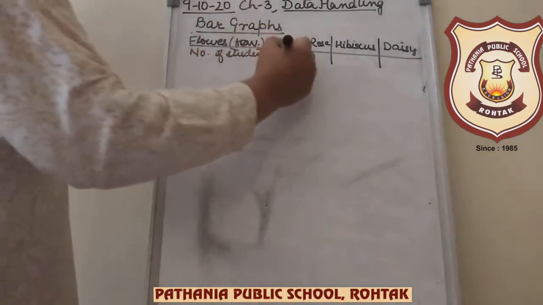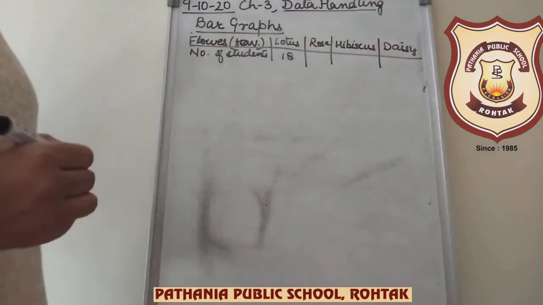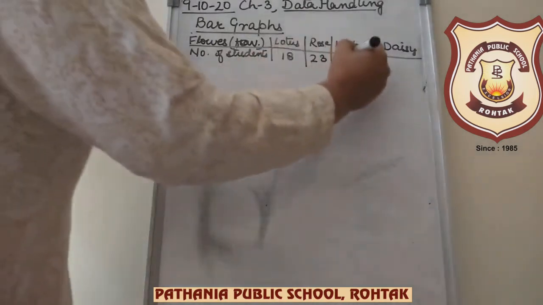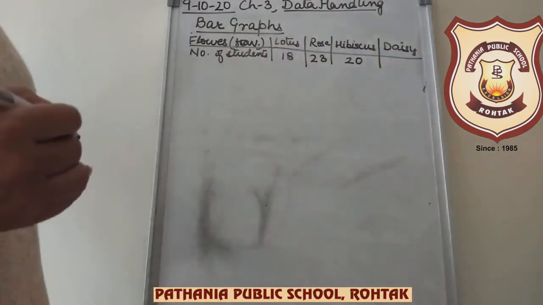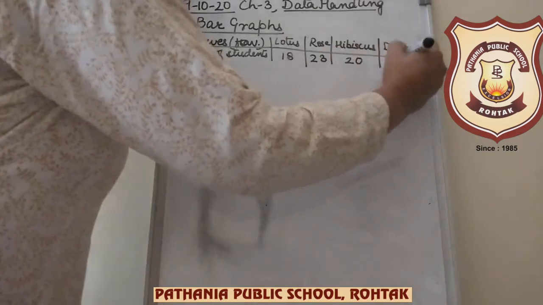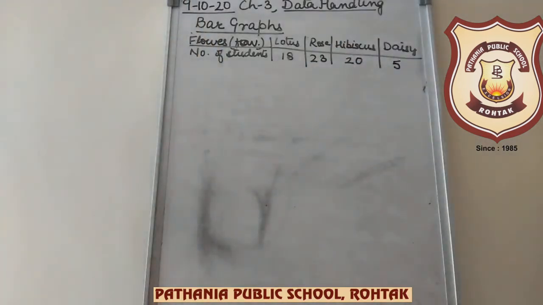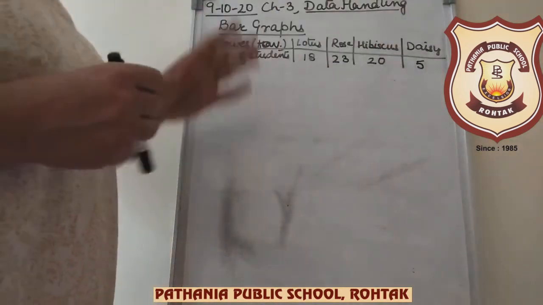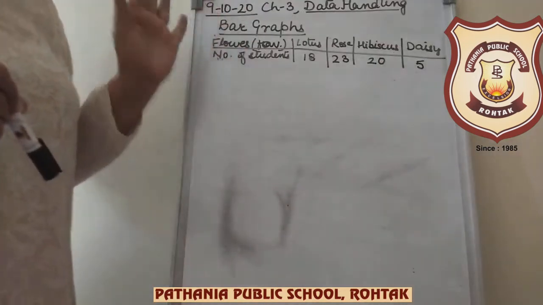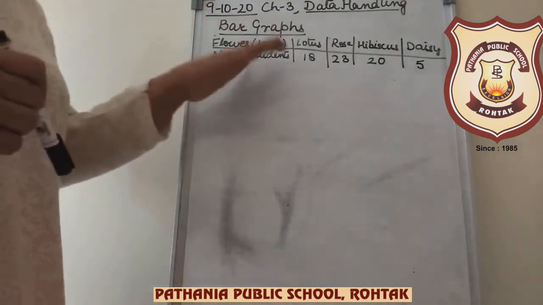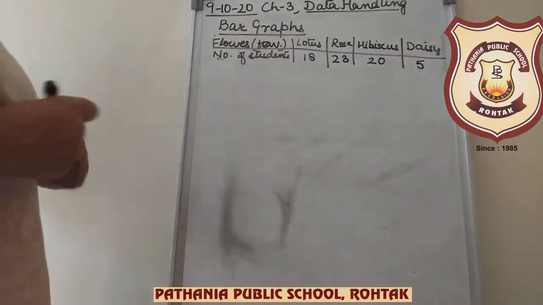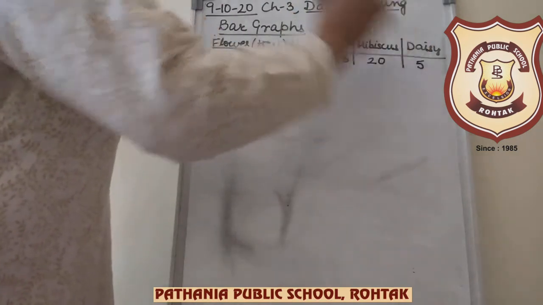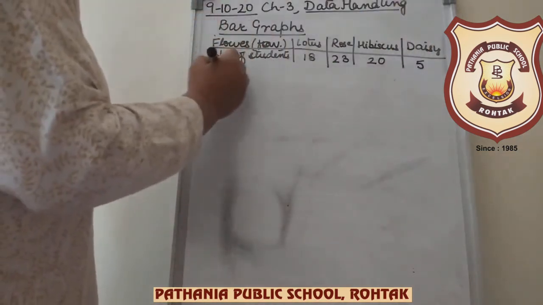And 18 students like lotus, 23 like rose, 20 like hibiscus, and daisy is liked by 5 students. Now here the data is given in tabular form. Suppose you are not given the data in tabular form, it is raw data, means I am writing L for lotus, R for rose, H for hibiscus, and D for daisy. So it is going to be somewhat like this.